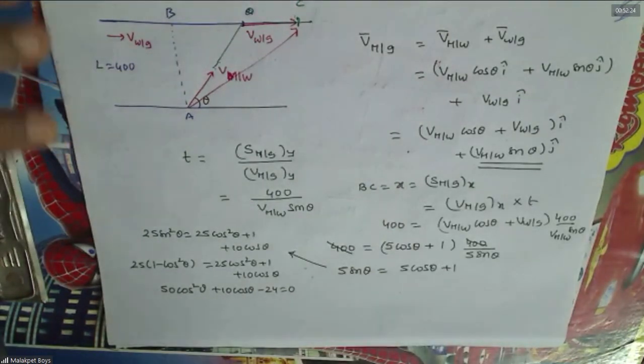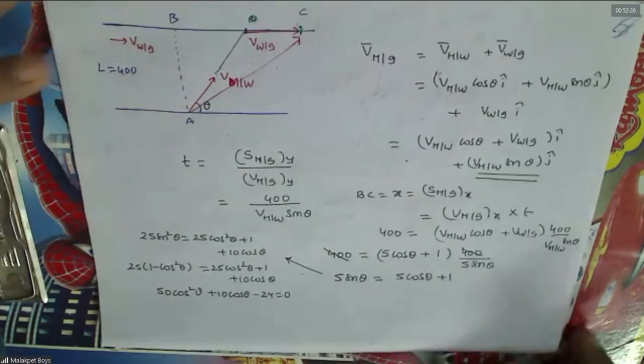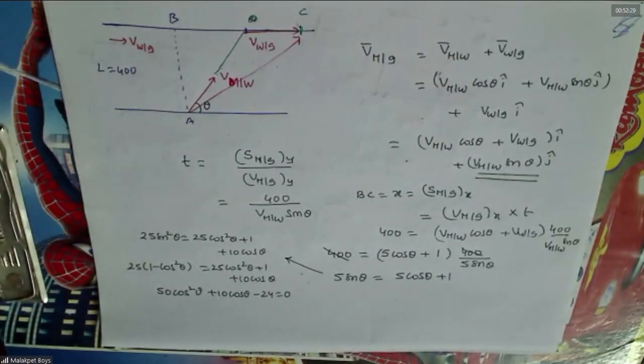See, you are mugging up. Previous one is different. Yes, sir. Got it, sir. I just got confused. 3 by 5 minus 4 by 5. 3 by 5 minus 4 by 5.